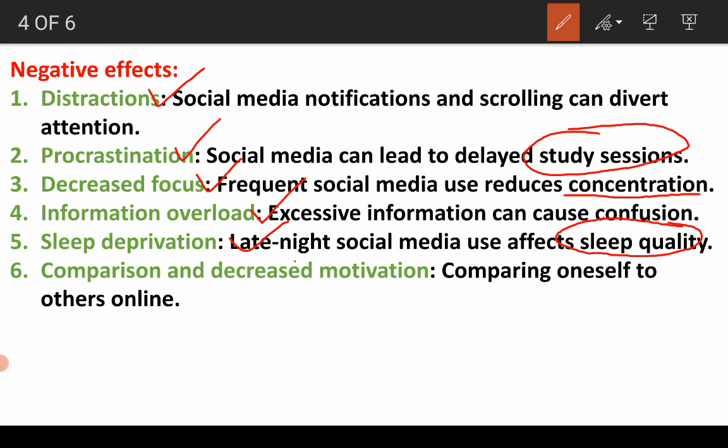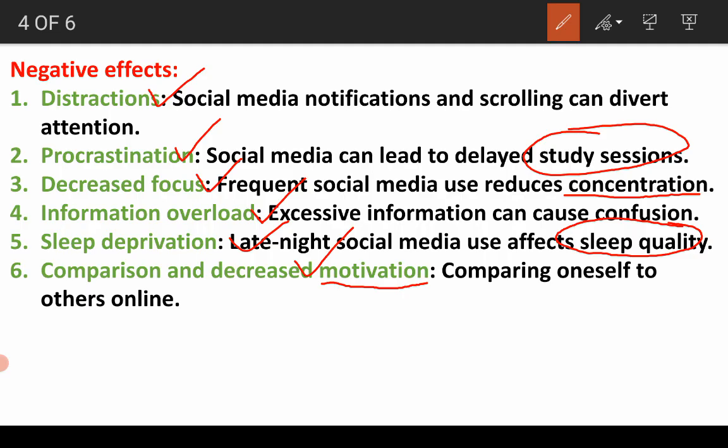Last but not least, social media can bring about comparison and decrease the motivation, especially when you are comparing yourself with another person who is online. Let's say that they have posted a beautiful picture of themselves, and you look at your own picture, you find that you cannot match with them. The result is you get demotivated. You say you are not looking nice when your friends are looking nice. You don't have the beautiful clothes that they have, or you don't have the money which they have. You're comparing yourself. The result is you get demotivated. That demotivation is transferred to effectiveness of study.